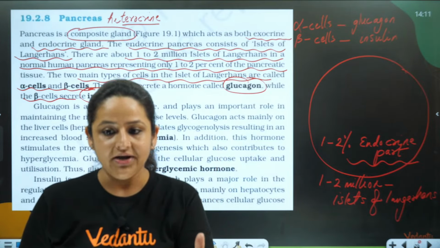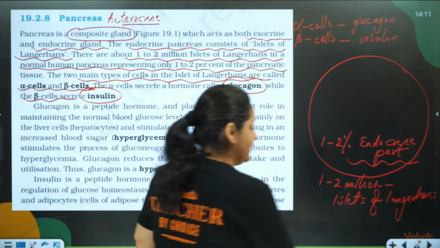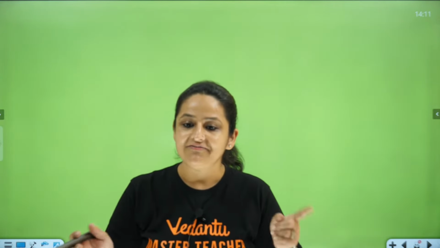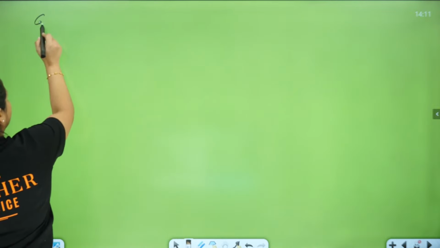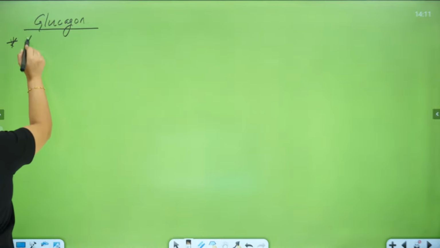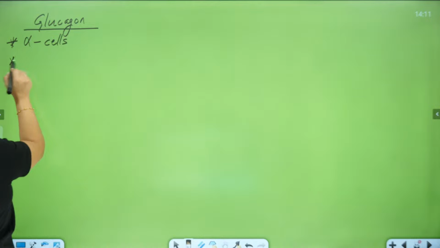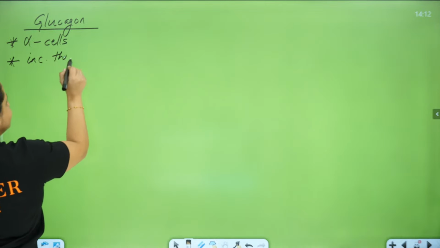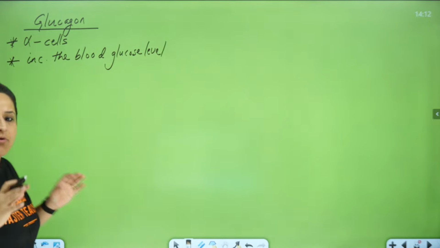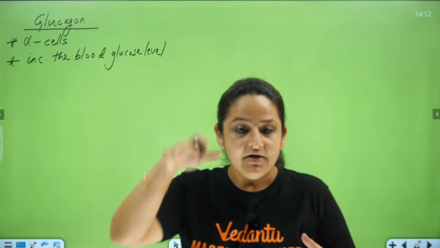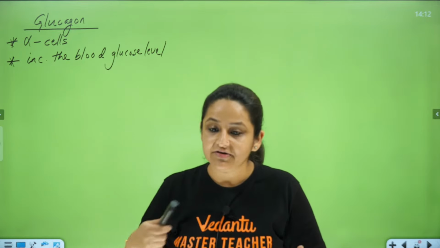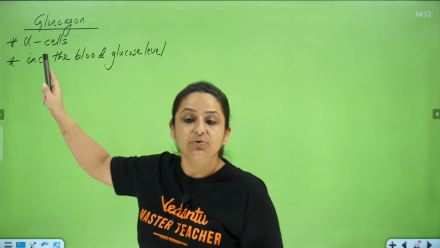Now, I'm going to talk about glucagon and then I'm going to talk about insulin. One more thing, glucagon and insulin both have an antagonistic function. We'll understand this. What is glucagon going to do? First of all, it is released from the alpha cells. And glucagon is going to increase the blood glucose level. Whenever our body's glucose level is less than the threshold value, glucagon hormone is released. It is going to do different things due to which the amount of glucose in the blood is going to increase.